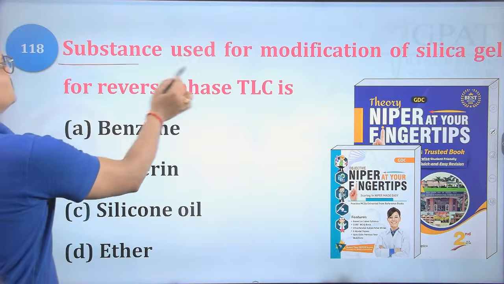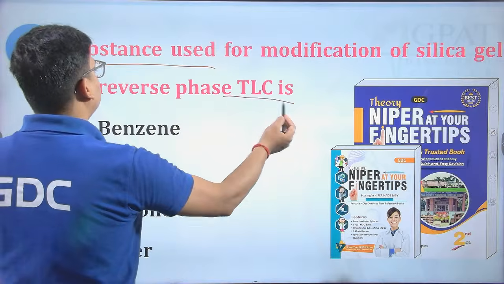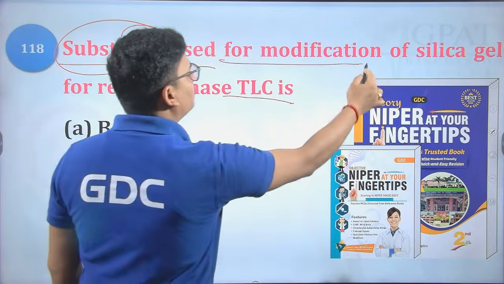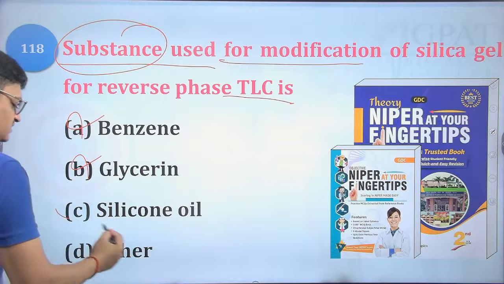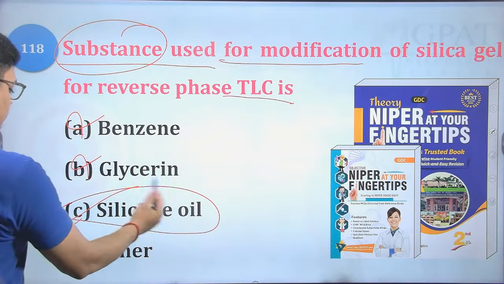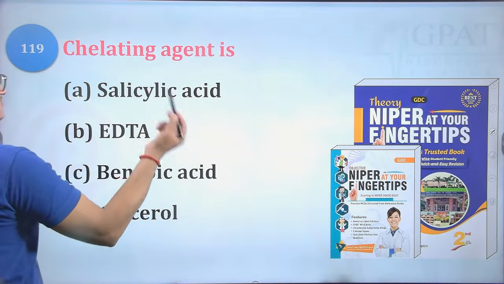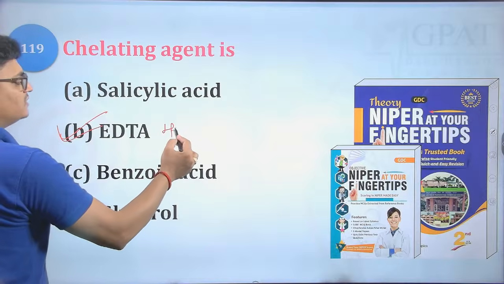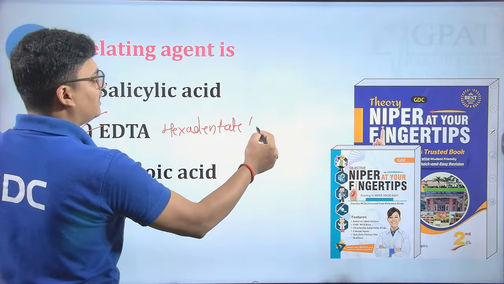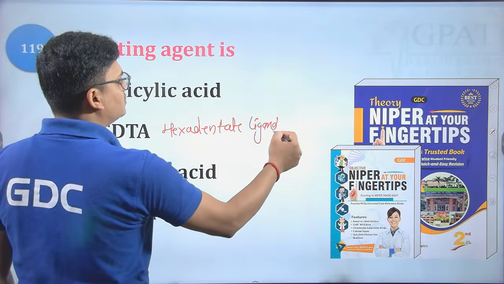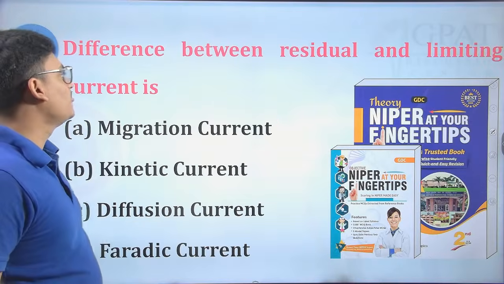MALDI. Substance used for modification of silica gel for reverse phase TLC: benzene, glycerine, silicon oil, ether. That will be silicon oil. Chelating agent is a simple one, EDTA, a hexadentate ligand. This will be your chelating agent, ethylenediaminetetraacetic acid.